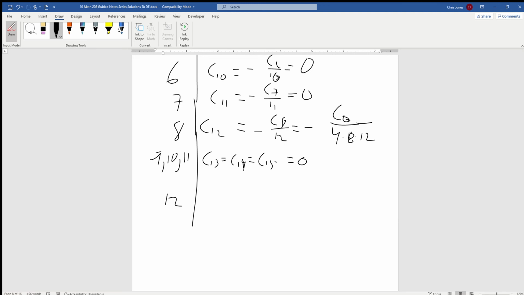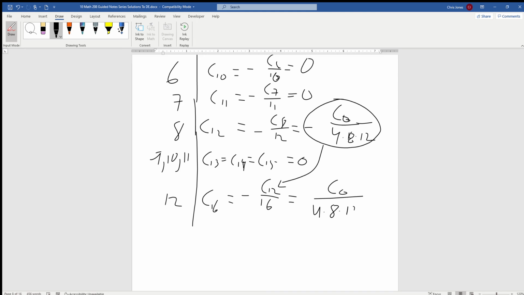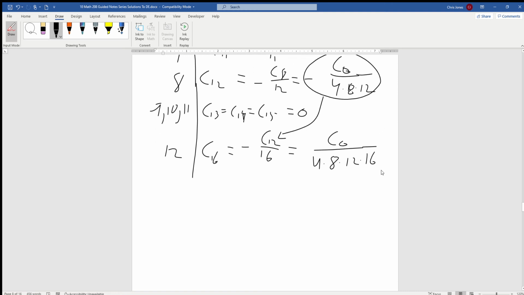Now, when K is 12, C16 is going to be equal to the opposite of C12 over 16. And we already know that C12 is the opposite of C0 over 4 times 8 times 12. So we're going to get C0 positive, because we have negative and negative, of 4 times 8 times 12 times 16. All right, so at this point, it looks like each time we're doing this, we're just adding another factor of, so the next one would be C0 over all of this times 20, and then 24. It looks like all the multiples of 4.